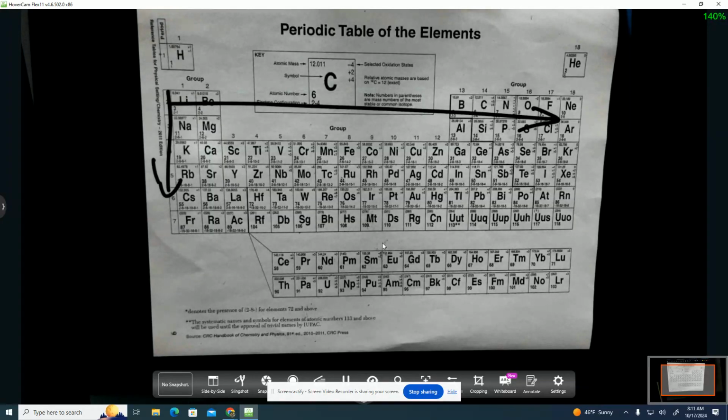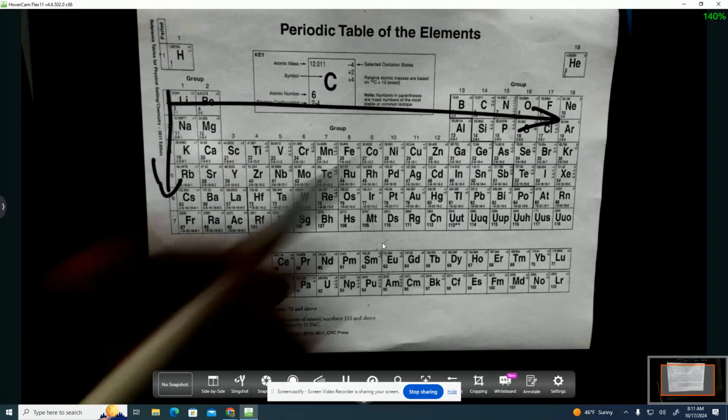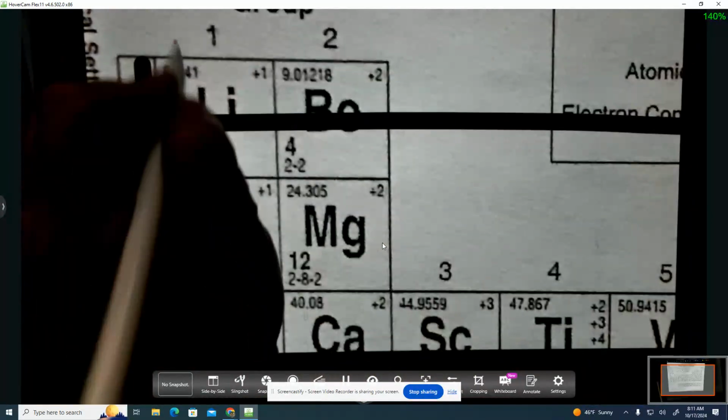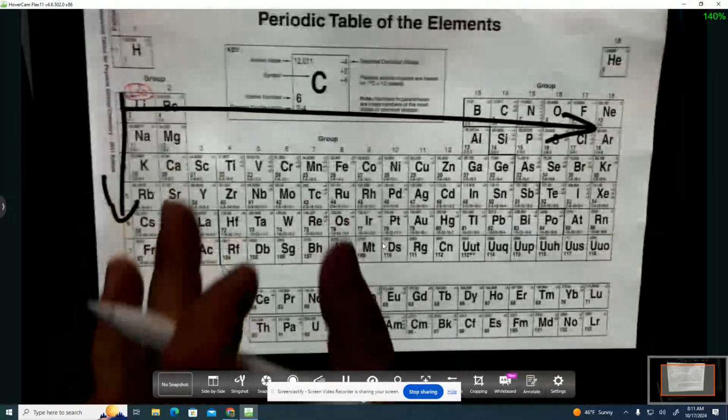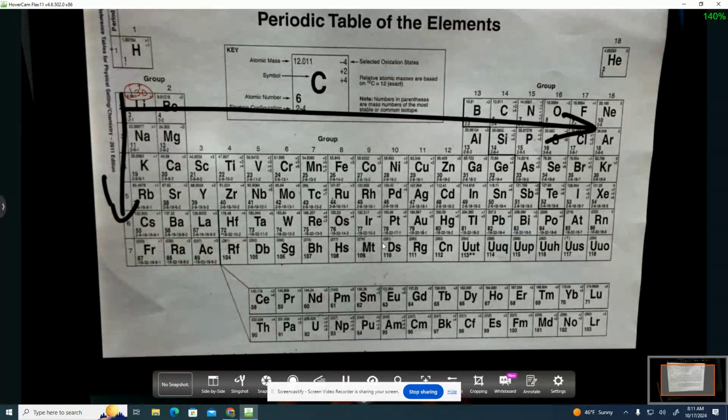Yes, the reference table. That's a good answer. Where on the reference table? Table S, as in Sally sells seashells by the seashore. Okay, so let's look. Lithium, what is its atomic radius? 130.